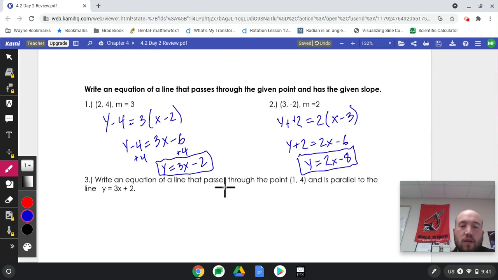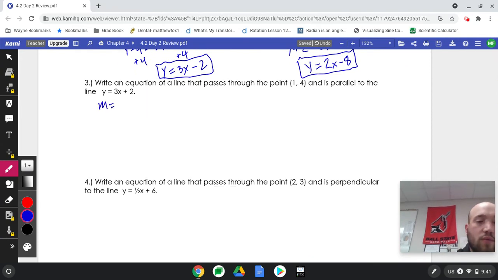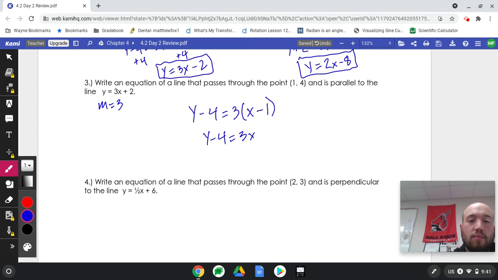All right. Our next one, same approach. It says write an equation line that passes through the point 1, 4 and is parallel to the line y equals 3x plus 2. So if it's parallel, we know it has the same slope. The slope of this will be 3. So if it's parallel, it will also have a slope of 3. So y minus 4 equals 3 parentheses x minus 1. We'll distribute, y minus 4 equals 3x minus 3. Add the 4 over, y equals 3x plus 1.